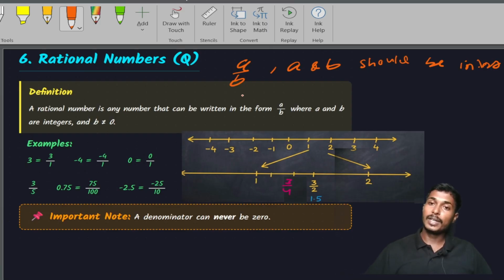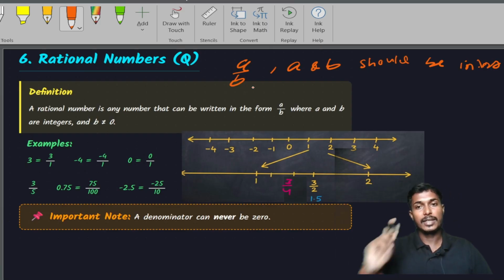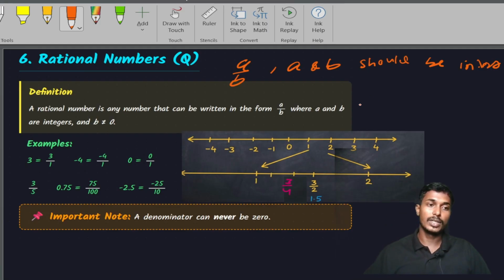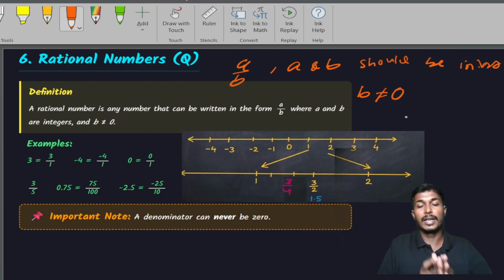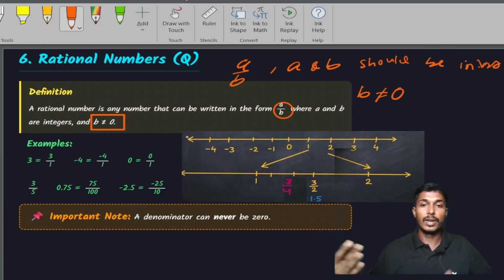Both a and b should be integers, but here there is a catch. Sir, 0 is also an integer, so can b be 0? No, b cannot be 0. A rational number is any number which can be represented in the form a by b, where a and b are both integers and b is not equal to 0. This is a very important condition, and from here, let us see how we are going to understand rational numbers.